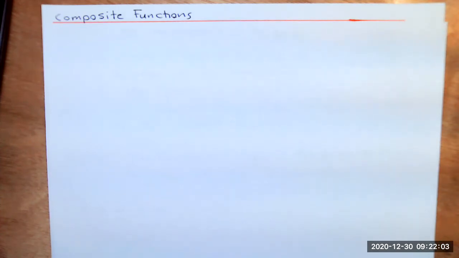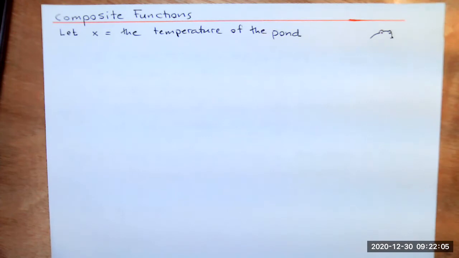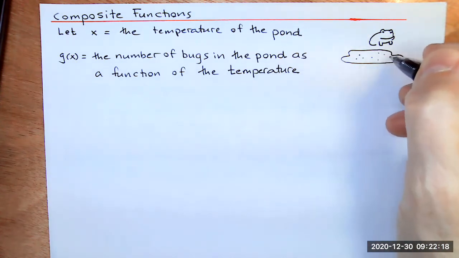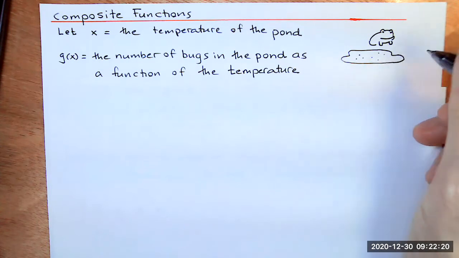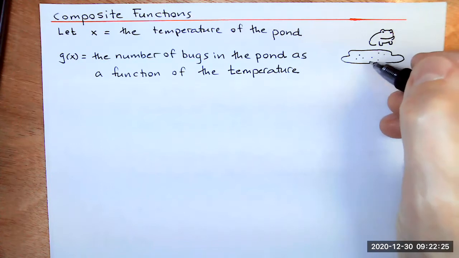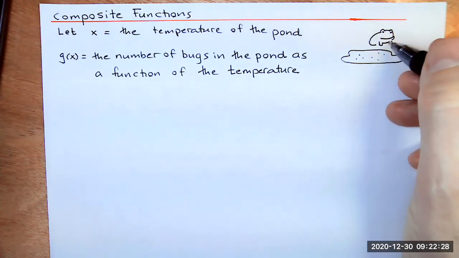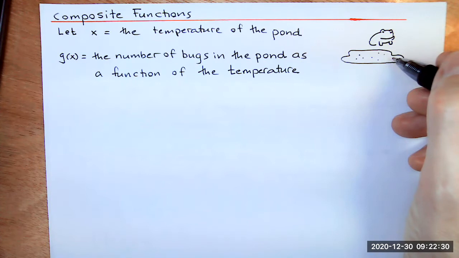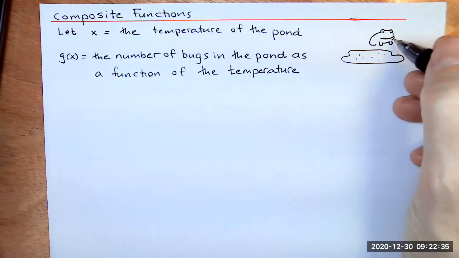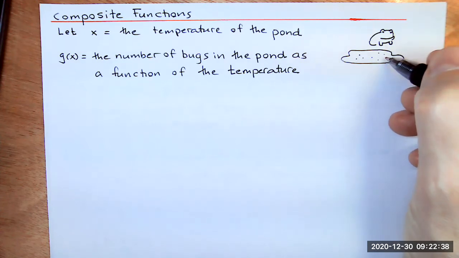Okay, let's talk about composite functions. So let's say you have a pond and x is the temperature of the pond. And g of x is the number of bugs in the pond as a function of the temperature. So let's say the warmer it is, the more bugs there are. And then there's a frog who eats the bugs. So as you imagine, the more bugs there are, the more frogs there will be. So the number of bugs depends on the temperature, and the number of frogs depends on the number of bugs.